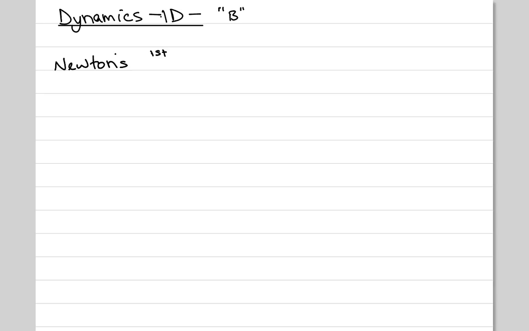So again, there will be a certain amount of notes before we can even get started. So Newton's first law, called the law of inertia.